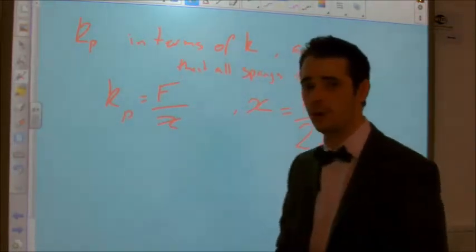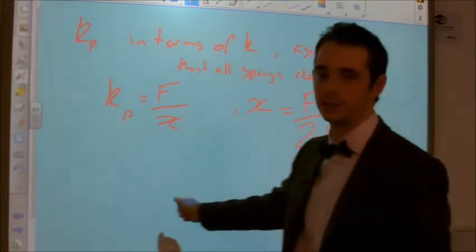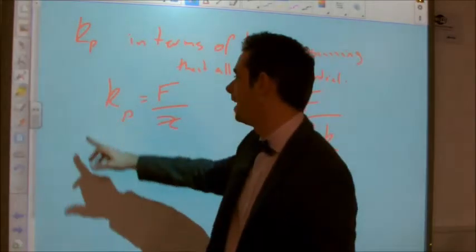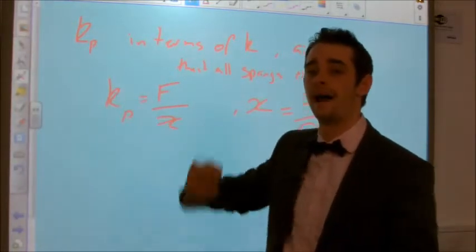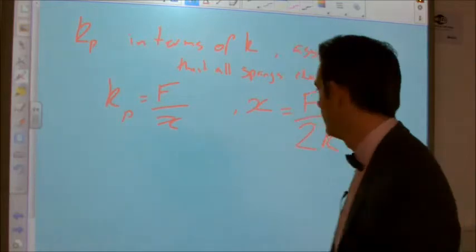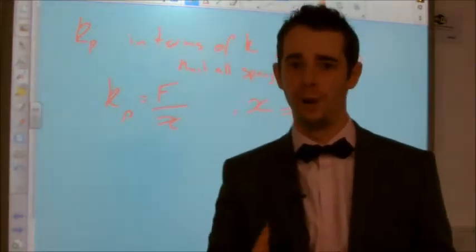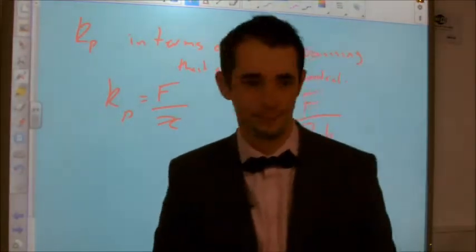Now, if you haven't quite got an answer, pause the video again, have a look at these two bits of information and see if you can come up with a way of expressing little kp, the spring stiffness constant of our parallel spring system, in terms of just k, the stiffness constant for one spring, or for the individual spring. Pause the video, have a go at that.